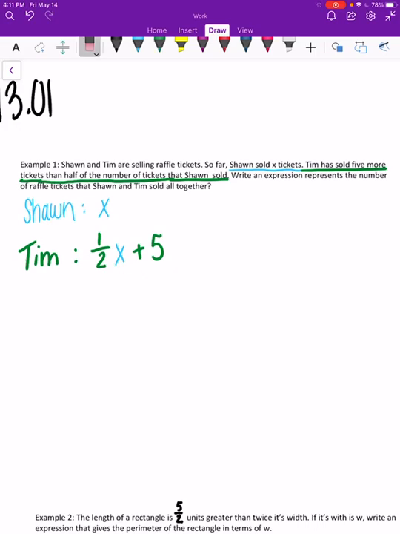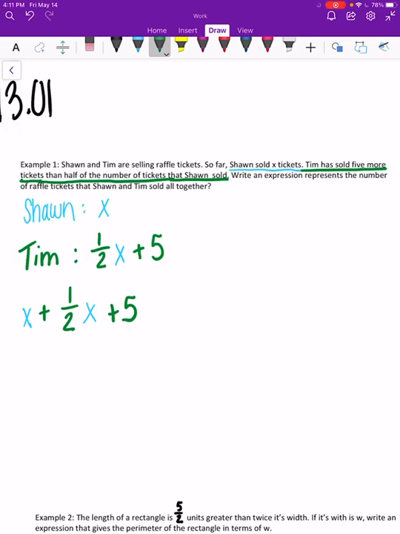Okay. So we need to write an expression that represents the number of raffle tickets they sold together. So we're just going to add these together. Sean sold X tickets. And then we're going to add it to Tim's. And Tim sold 1/2 X plus 5.